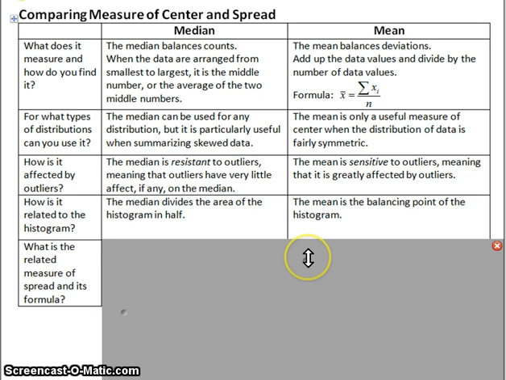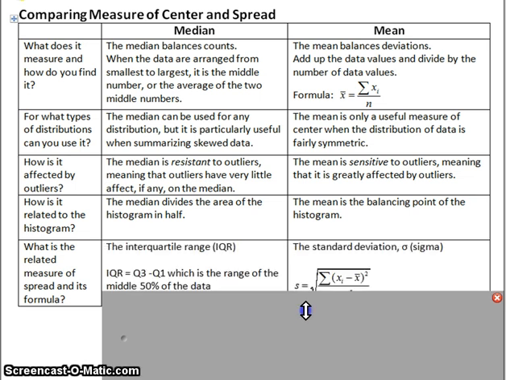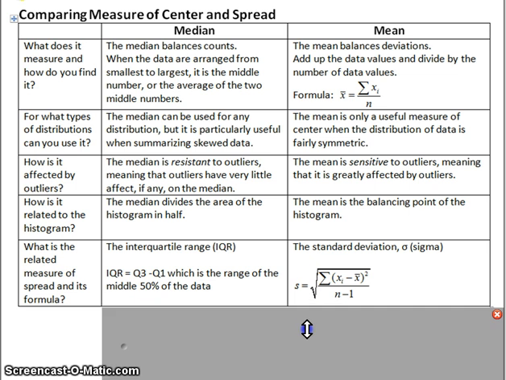What is the related measure of spread in its formula? Whenever we talk about the median, its related measure of spread is the IQR. When we talk about box plots, and I can't remember at this point if you've talked about them already, I think you maybe have, the interquartile range measures the middle 50% of the data, the difference between Q3 and Q1, which are values where the median is like Q2.